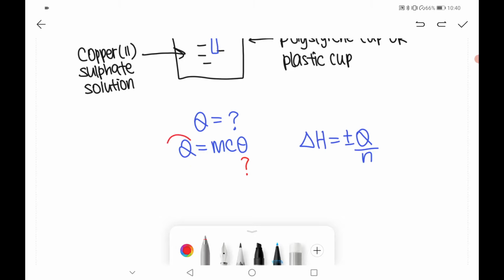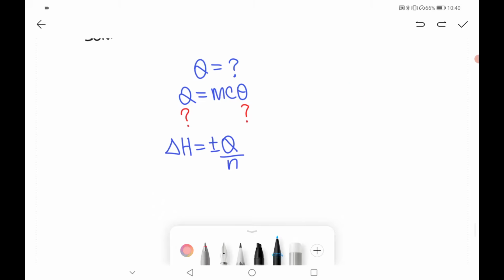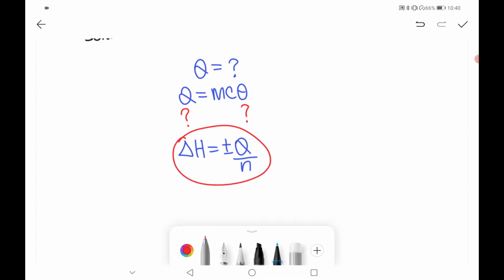So how to find Q? We will use another formula, because we are already stuck here. With this formula we don't know the Q and we don't know the theta, so we cannot continue anymore. We need to use another formula. This formula also has Q, so let's try this formula first.